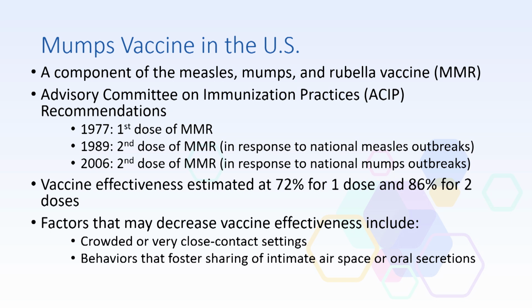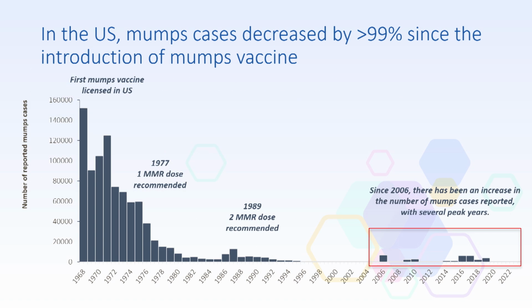Certain factors may decrease vaccine effectiveness and promote transmission of mumps, including being in crowded or very close contact settings, such as schools, or any behavior that involves the sharing of intimate airspace or the exchange of oral secretions. This graph shows the number of reported mumps cases in the U.S. by year from the late 1960s through present.